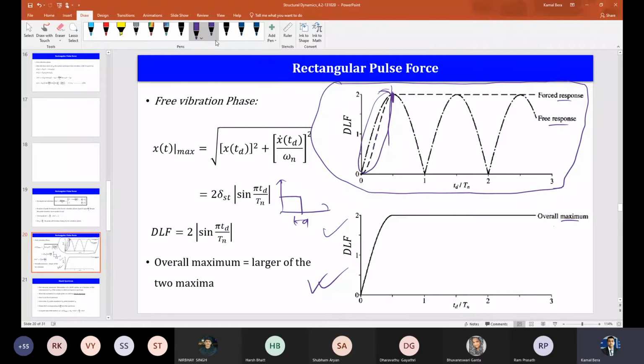The designer is not interested in this pulse load analysis. In the office, there is just some graph in the code or in some provision. They go to the graph, find TD by Tn, get the DLF, multiply by the static displacement to get xt max, and from that find the equivalent static force, because even in earthquake codes the preliminary design step is based on the equivalent static load.